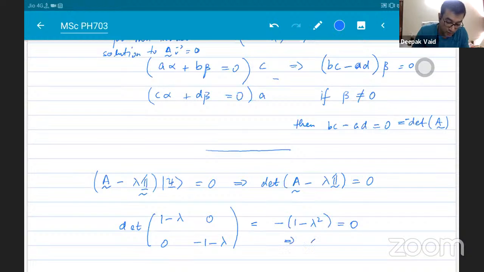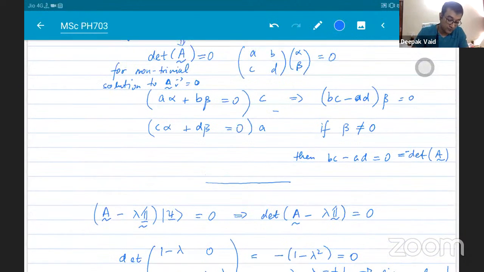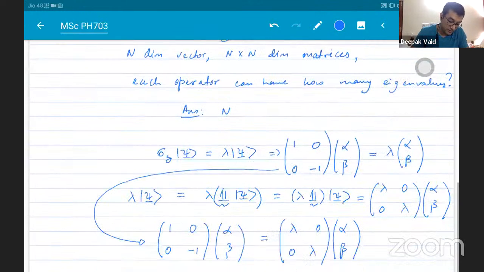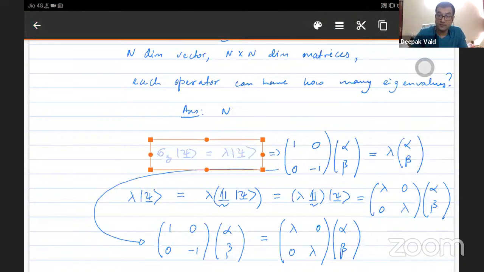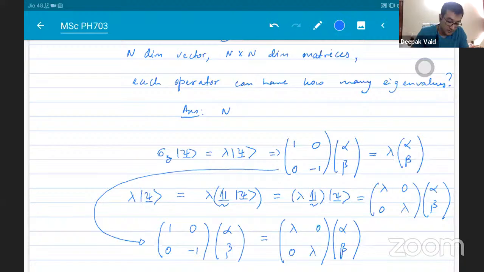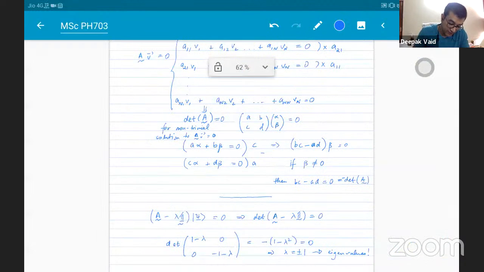This gives us two solutions for lambda. Lambda is equal to plus or minus 1. These are the eigenvalues. So we have solved our eigenvalue equation. What was our eigenvalue equation to begin with? It was this expression. And now we know what are the possible values of lambda. The possible values of lambda are plus 1 and minus 1. So we have our eigenvalues.